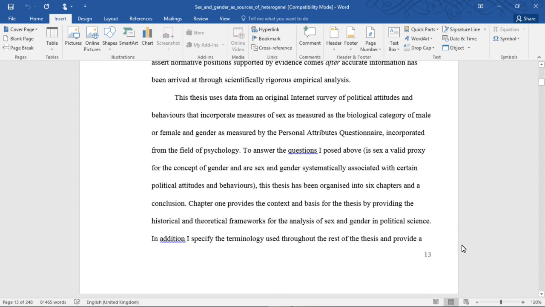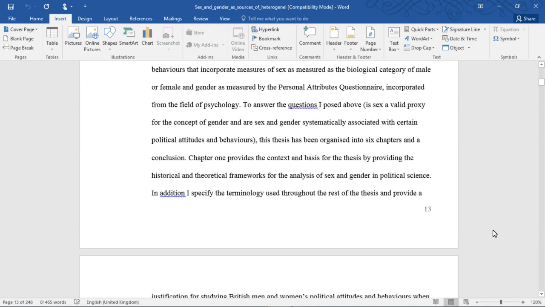This thesis uses data from an original internet survey of political attitudes and behaviors that incorporates measures of sex, as measured by the biological category of male or female, and gender, as measured by the personal attributes questionnaire incorporated from the field of psychology. To answer the questions I have posed above: is sex a valid proxy for the concept of gender, and are sex and gender systematically associated with certain political attitudes and behaviors?